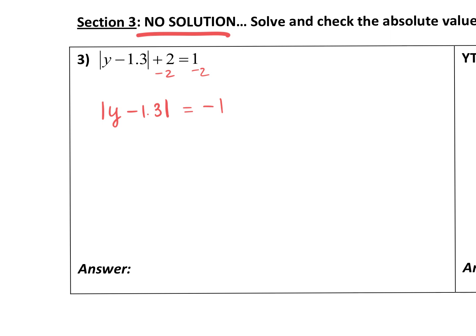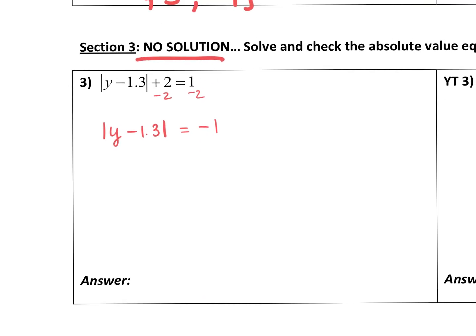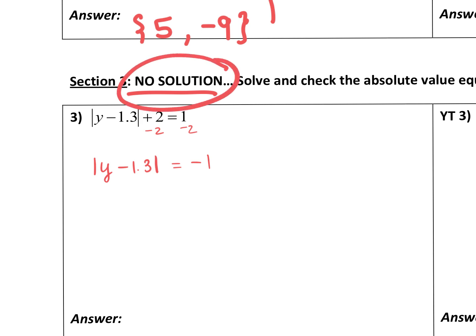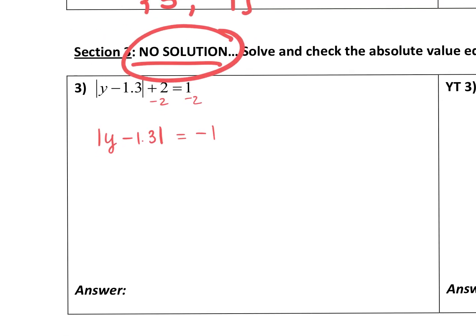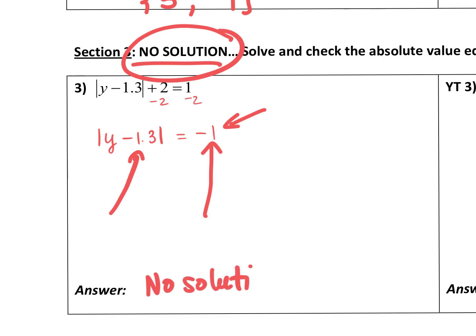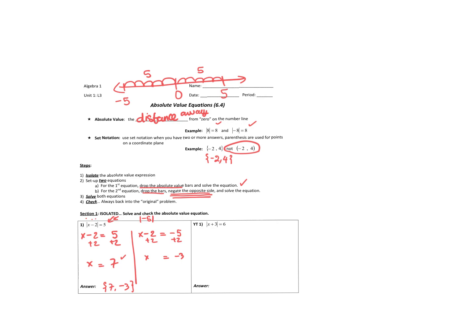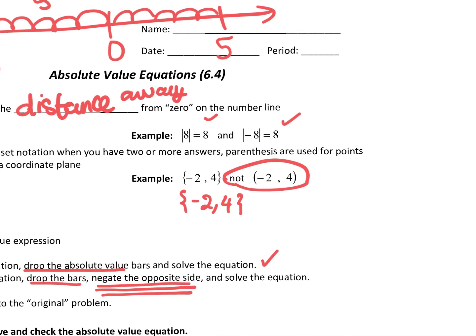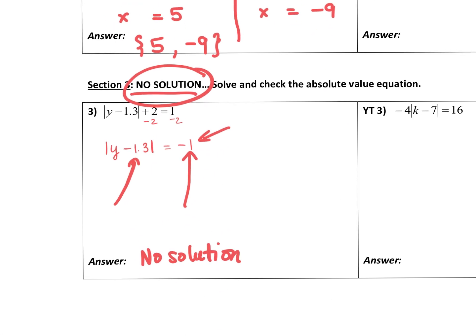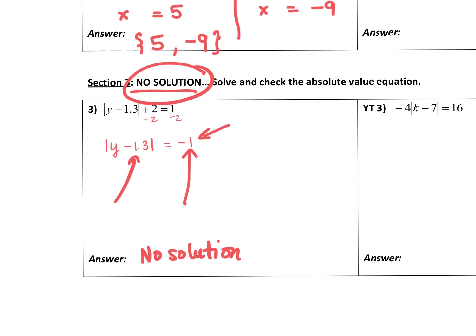Now, the reason we have no solution, okay, is because there is no way that the absolute value right here has a negative answer. So when you see this, okay, your final answer will be no solution, and we don't need to solve it, okay? Remember I talked to you at the beginning, the absolute value is the distance away from 0. It always gives you a positive answer, right? But if you see here, your equation equals negative 1, that's impossible.